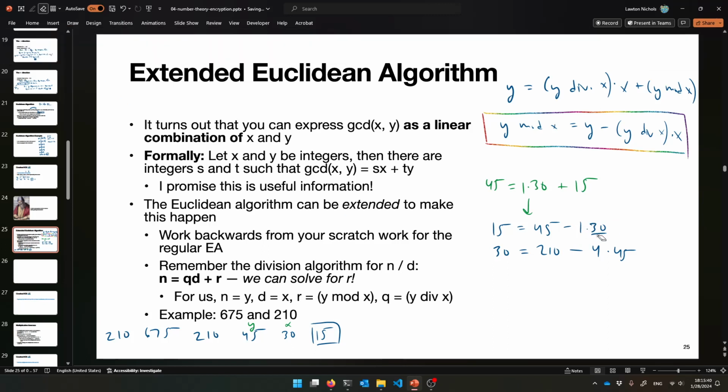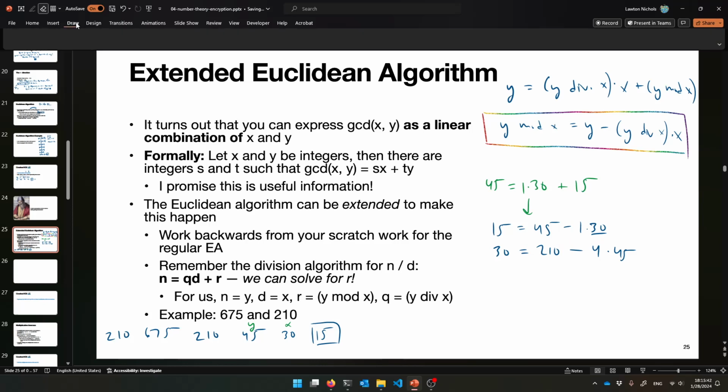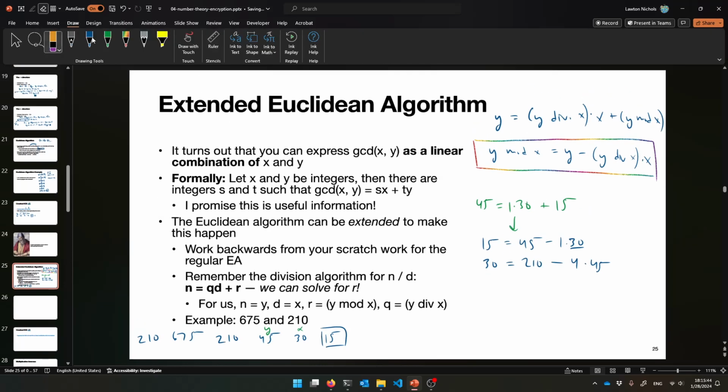So let me underline these later. Why does the eraser not work for me? It's so weird. Let's try it with my normal mouse. Oh, okay. Makes no sense, but okay.